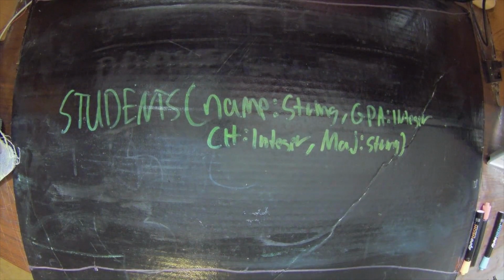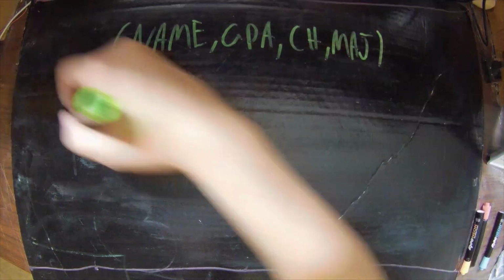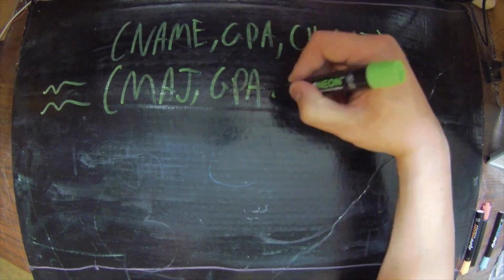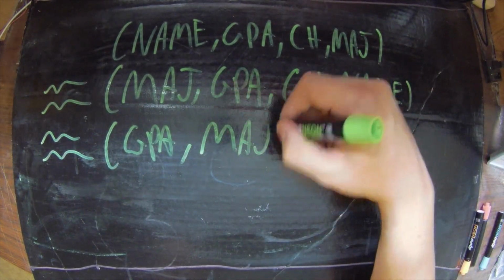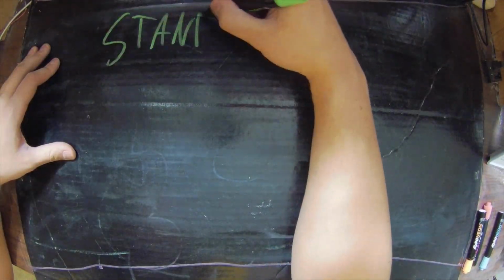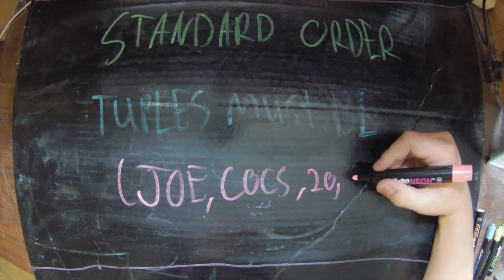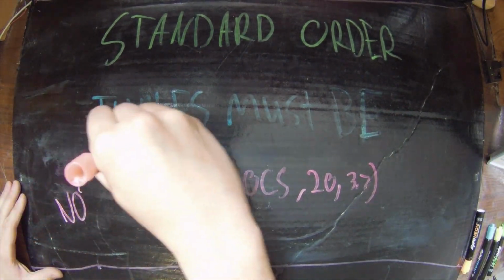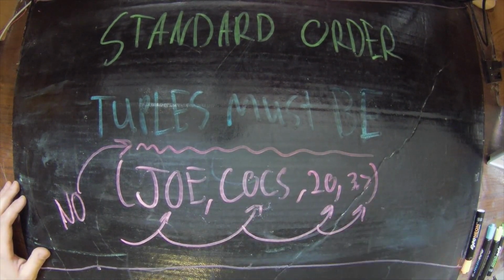And for equivalency, keep in mind that you can reorder the columns or the attributes of a relationship and it stays equivalent. The relation is equivalent to one another. But you have to make sure that you also reorder the tuples that go with it to maintain the standard order. And the reason for this is because if you have a tuple without the attributes there to define it, you still know what the components mean because of the standard order.